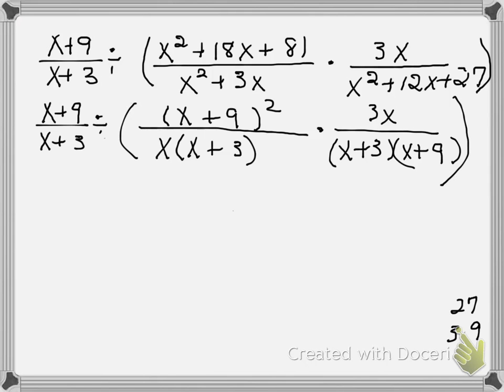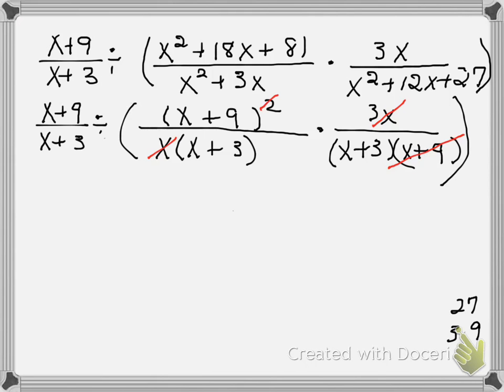Okay, now let's see what common factors we can divide out of numerator and denominator. I'll change pen colors to make it easier to follow me. So I have an x in common, so I'll divide x out of the numerator and x out of the denominator. I have an (x + 9) in the denominator and two of them in the numerator, so I can only divide out one of them.